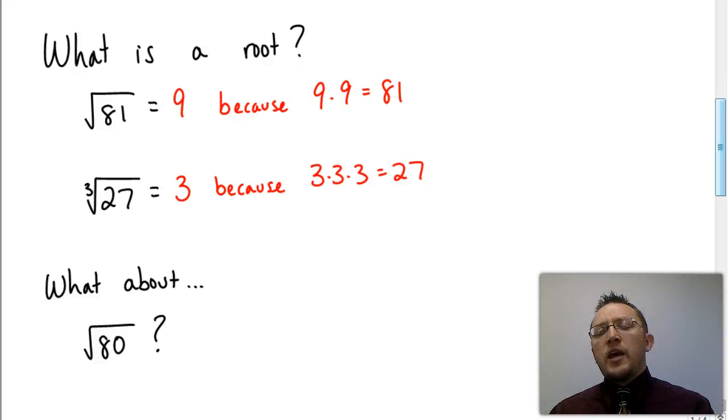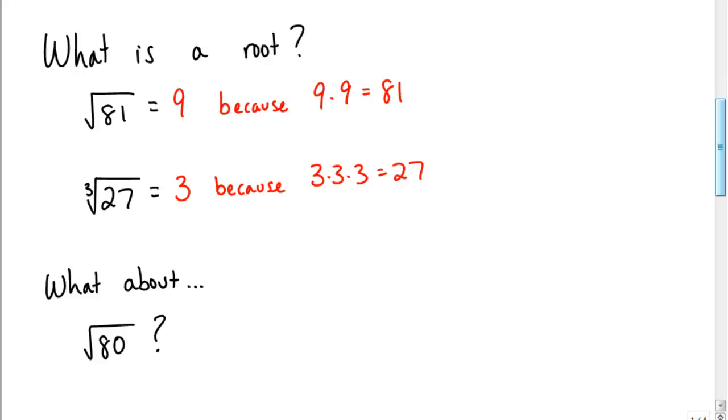Now, what if we're looking at a number like this one over here, the square root of 80? Because there is no integer that I can multiply times itself to get 80. Well, how would I simplify a problem like that? To do something like that, we're going to do what's called a factor tree. So let's look to see how we can simplify the square root of 80.